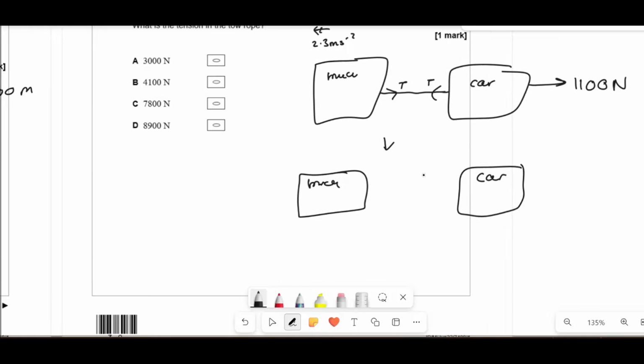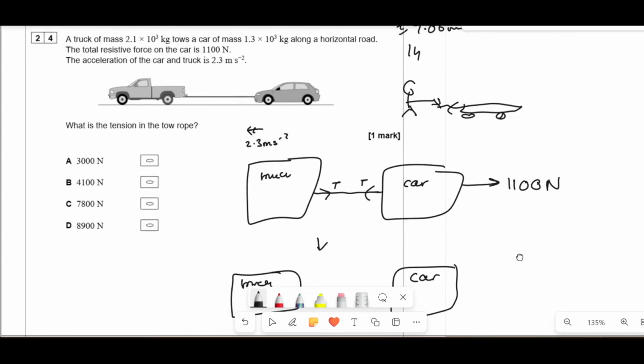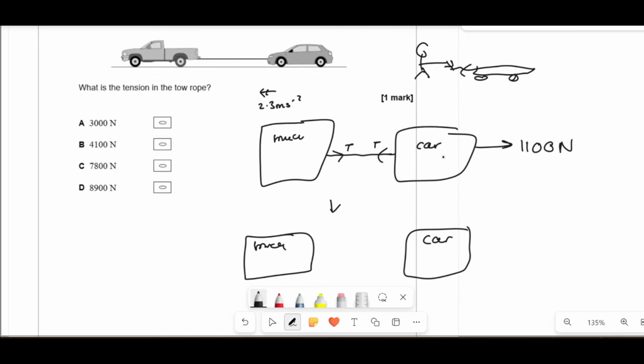So now we need to look at what information we have and label our force diagrams. Now, because the car's got way more forces labeled on it, I'm probably going to go with that. So if we think about what forces are acting on the car, it's going to have this resistive force of 1100 newtons, and it's going to have this tension pulling it this way. I'm only looking at the horizontals. I don't really care about its weight vertically. However, it's told you that its acceleration is going to be 2.3 meters per second squared.